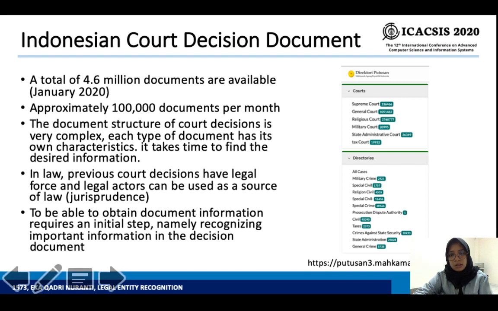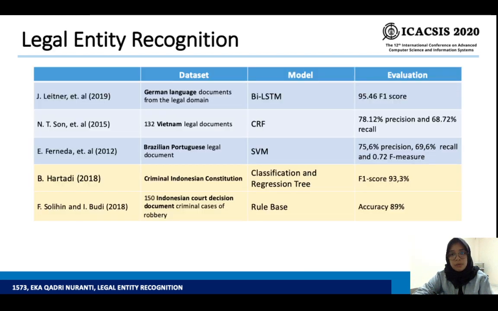Therefore, we need to find a natural language processing model that can recognize important information in the decision documents. Finding the desired information in the field of NLP is known as named entity recognition. By adopting this concept, this study aimed to identify legal entities in court decision documents. We name it legal entity recognition.